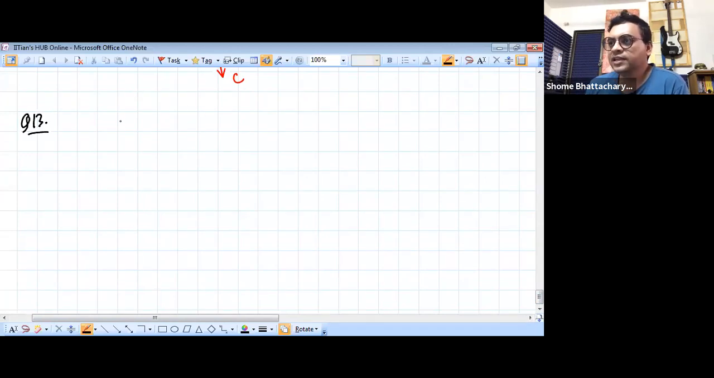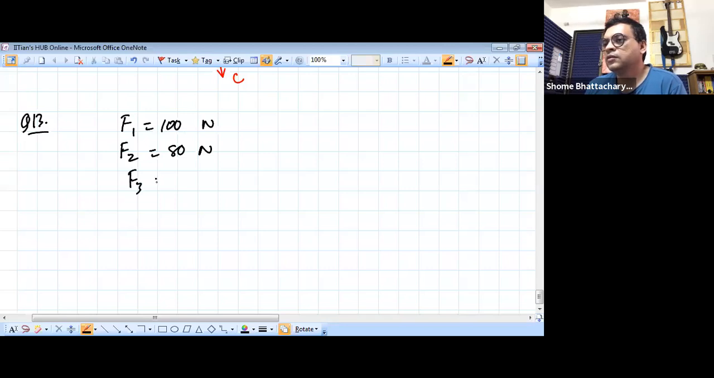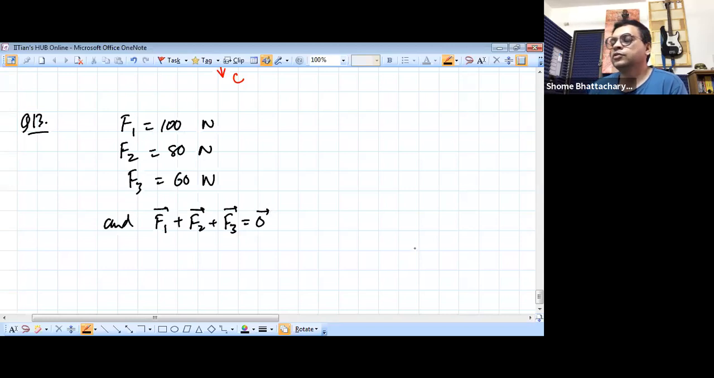Okay, so it is given to us that magnitude of the forces F1, F2 and F3 are this much each. Okay, and it's also given that their vector sum is equal to 0. What we can conclude from this statement? So now from this we have to find the angle between F2 and F3.